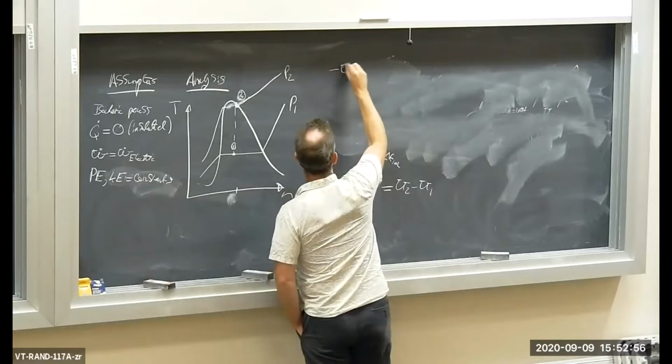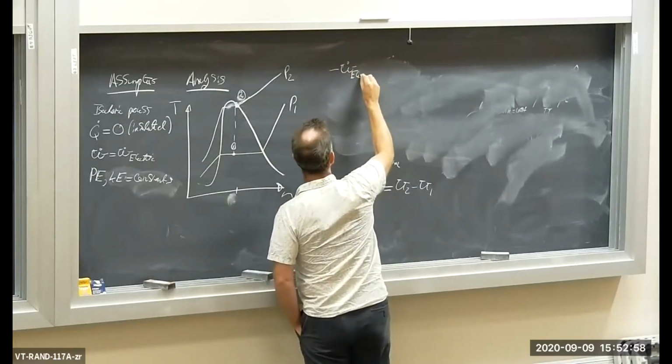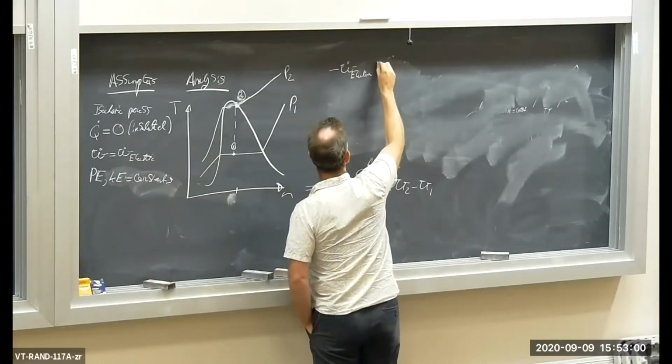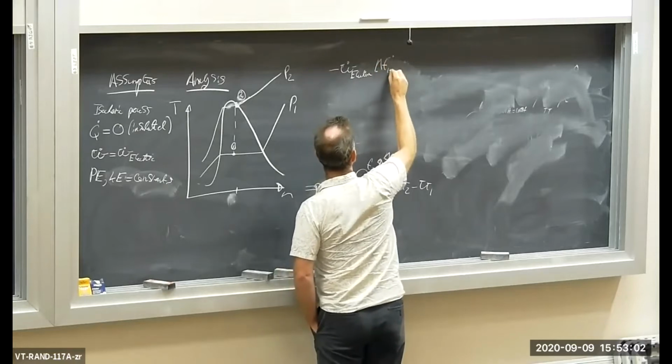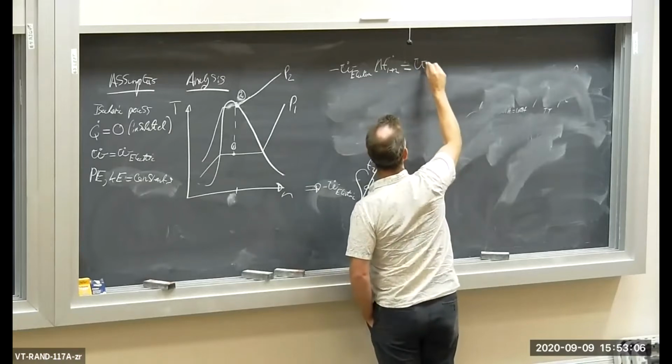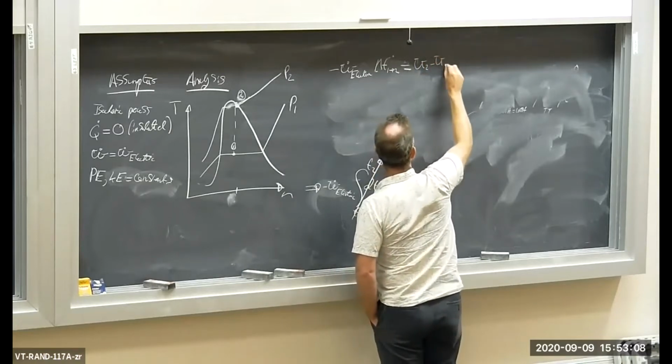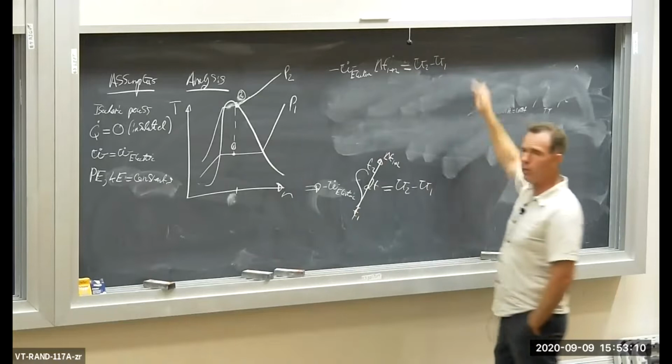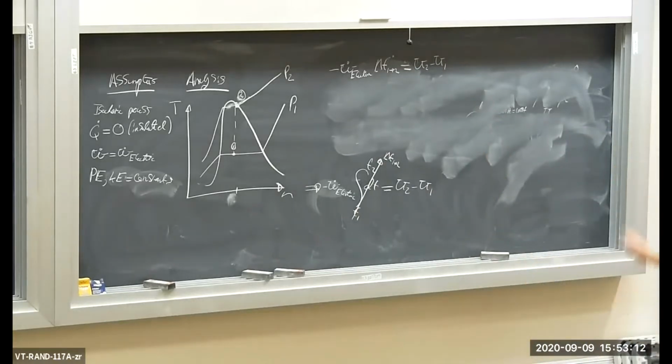Negative W dot electric delta T from 1 to 2 is equal to U2 minus U1. Or if you like, delta U from 1 to 2. But I'm going to write U2 minus U1.